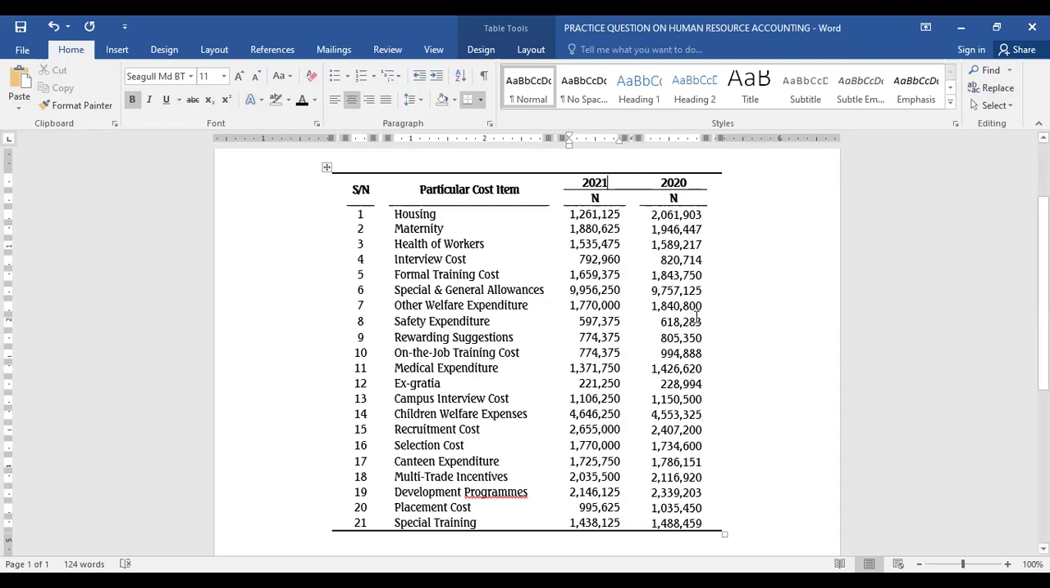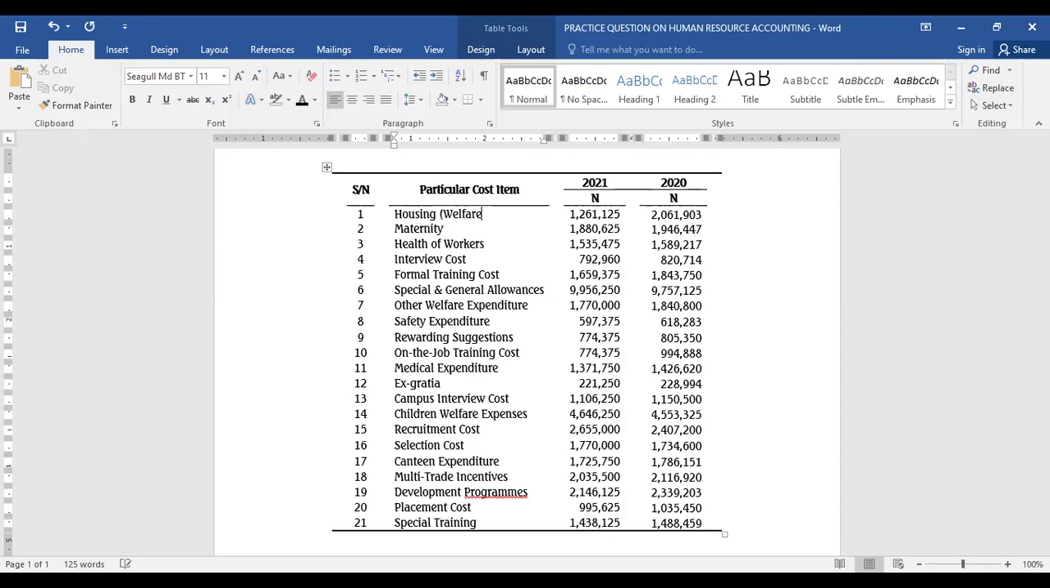So I hope you've taken a shot of this question, because that's what we'll be solving together in just a few minutes. So first one is housing. Second one is maternity. Third one is health, interview, formal training course, up until special training. If I were you, I think we can even start solving from here by just annotating. So if I pick housing, under which category would you find housing? I will tell you that housing will fall under welfare.